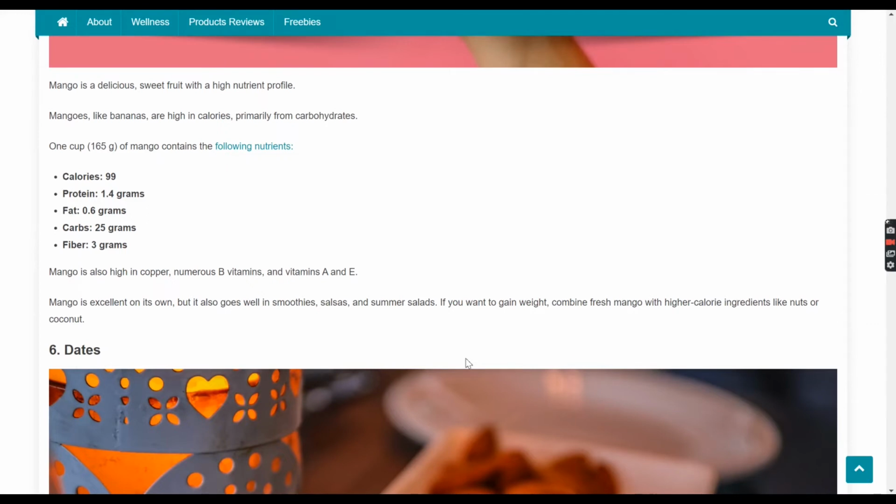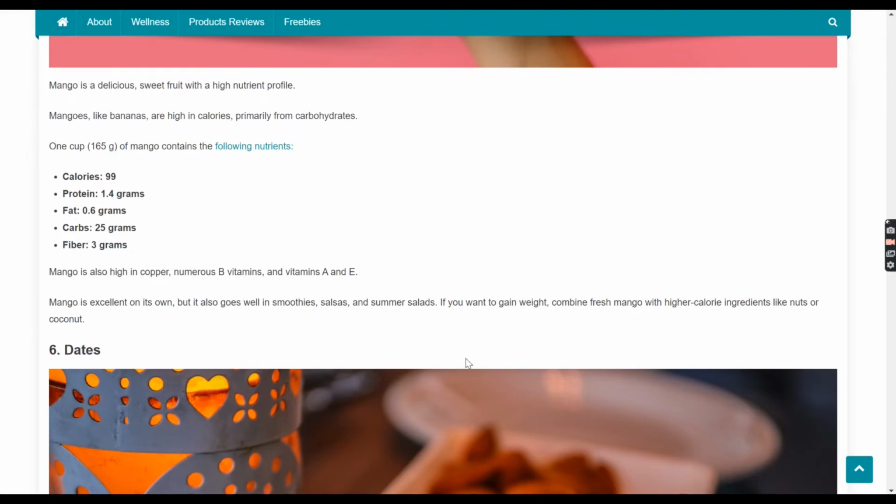Mangoes. Mango is a delicious sweet fruit with a high nutrient profile. Mangoes, like bananas, are high in calories, primarily from carbohydrates. 1 cup or 165 grams of mango contains the following nutrients: calories 99, protein 1.4 grams, fat 0.6 grams, carbs 25 grams, and fiber 3 grams.